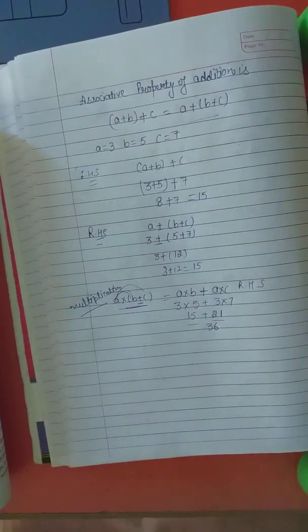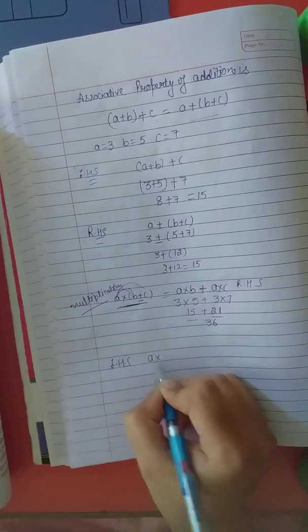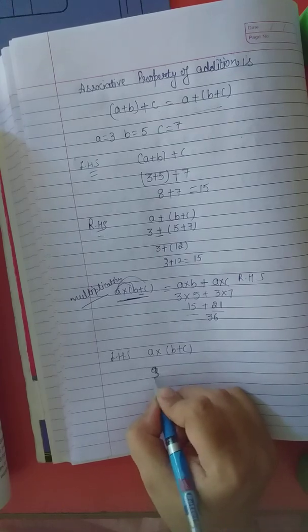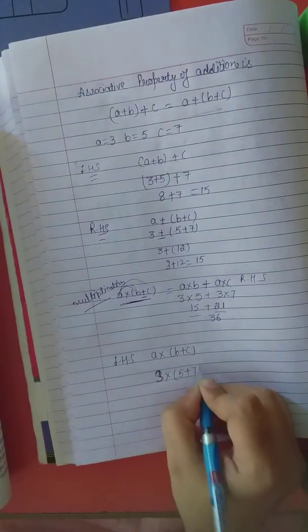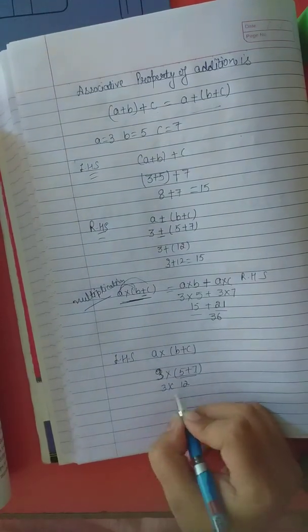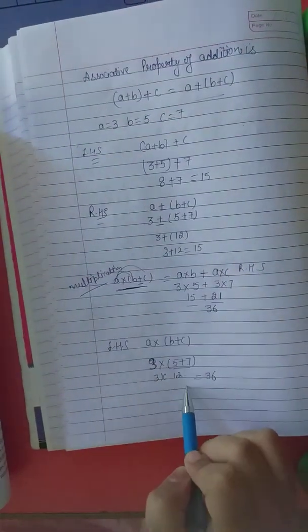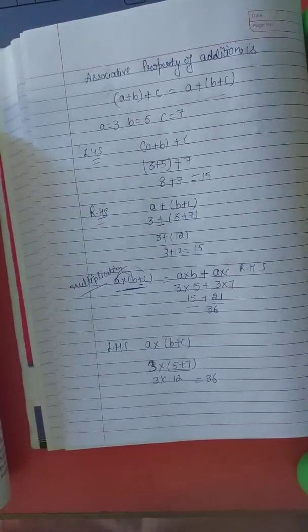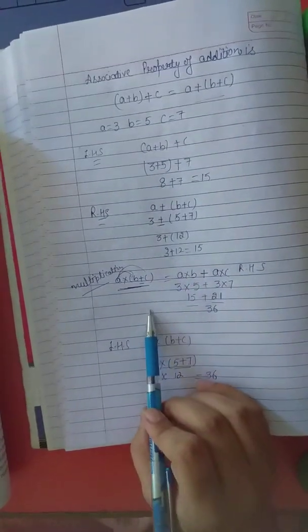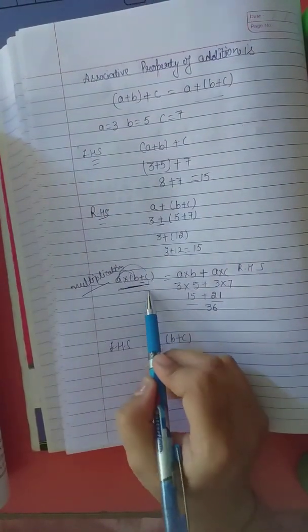And now put the values in the left hand side. Left hand side means A multiply B plus C. The value of A is 3 multiply 5 plus 7. Firstly we add these numbers, 7 plus 5, 12. Now 12 multiply 3 is equal to 36. That means left hand side is equal to right hand side. In this way we can verify the associative property of addition and also the multiplication property, that means the distributive law. It is also called the distributive law.